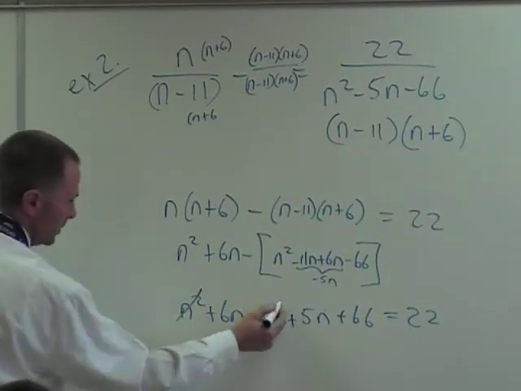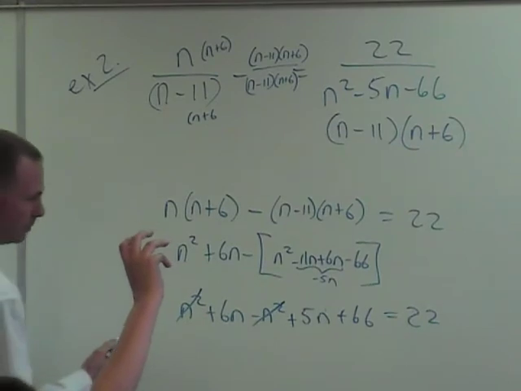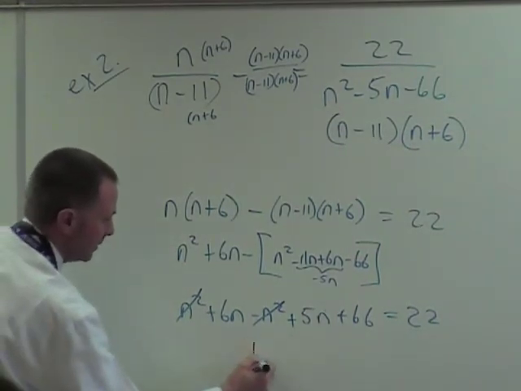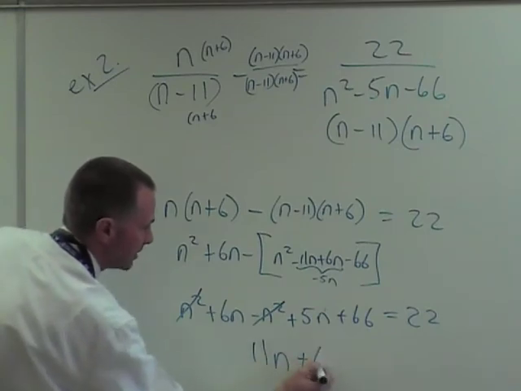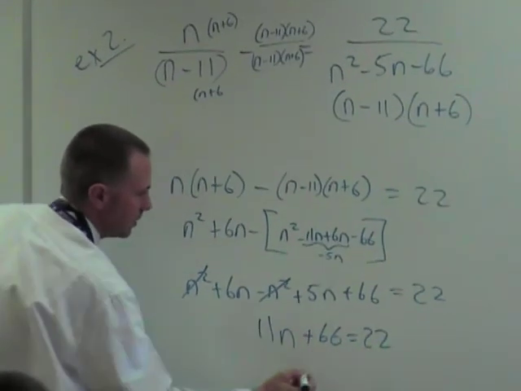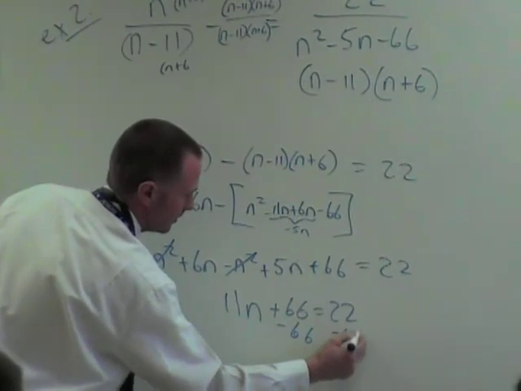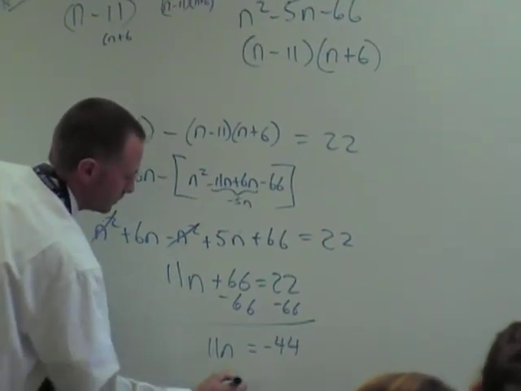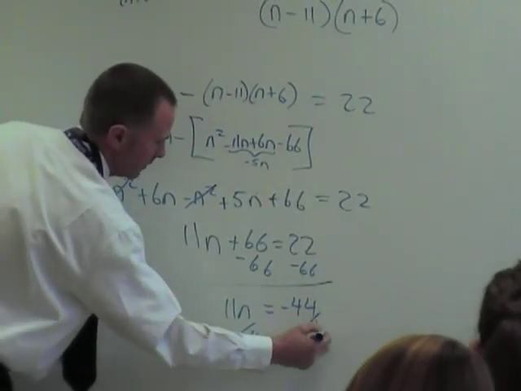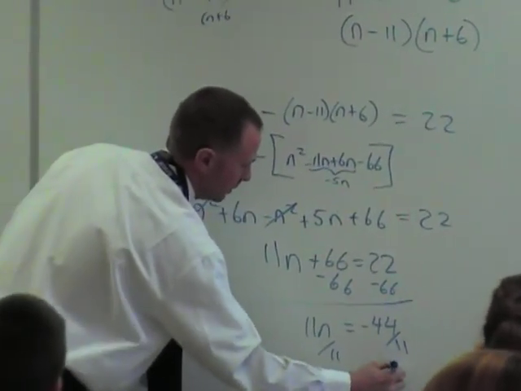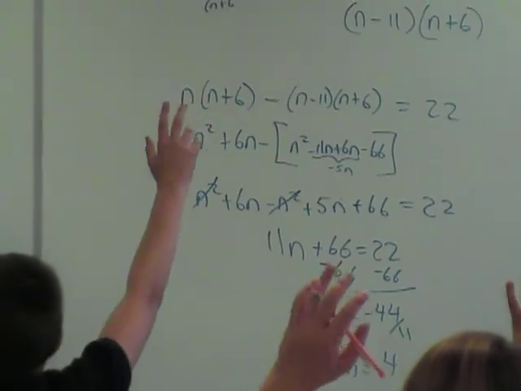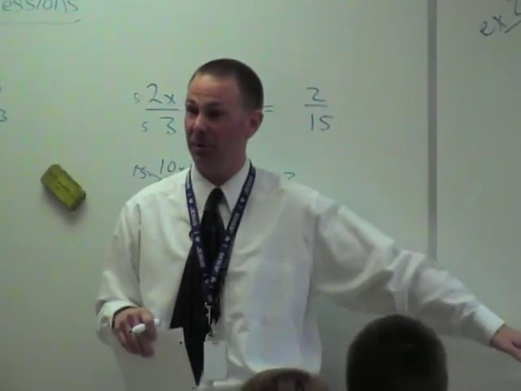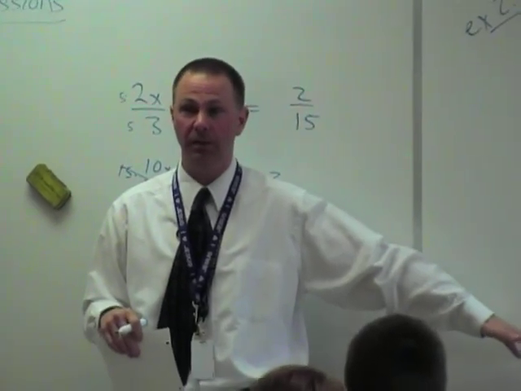The n squareds cancel, they're gone. I have a 6n and a 5n, that's 11n, plus 66. Subtract the 66. 11n equals negative 44. Divide off the 11. n equals negative 4. Now who got that from the beginning without any help from me?